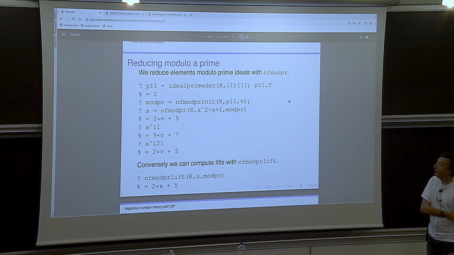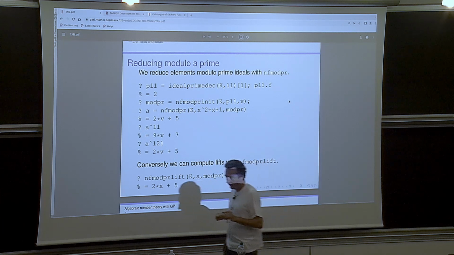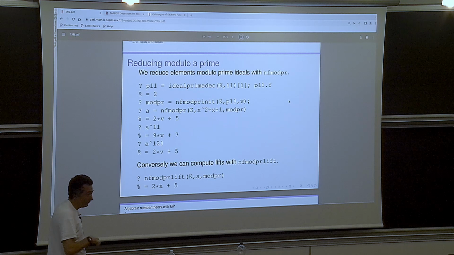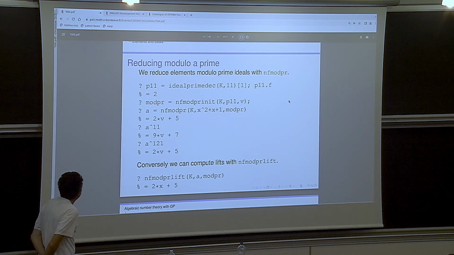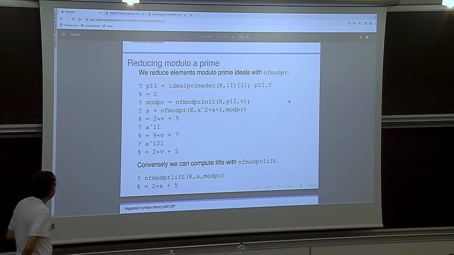Okay. So if you want to have prime ideal, we might want to have the mapping to the residue field. So we have a function mod PR init to compute the mapping, and the function nf mod PR to apply the mapping.